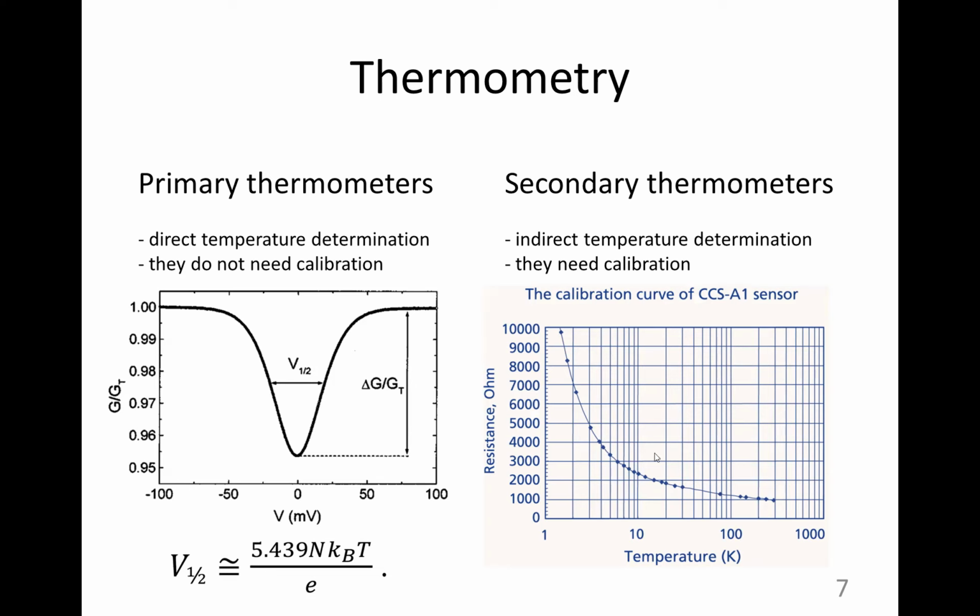So the calibration is done in the following way. You must know the temperature, and then you measure some temperature-dependent property of your thermometer. You sweep this temperature and measure this thermometric function, and then you can take your thermometer, place it somewhere else, and then by measuring this thermometric function, you can obtain the value of the temperature in some new system.